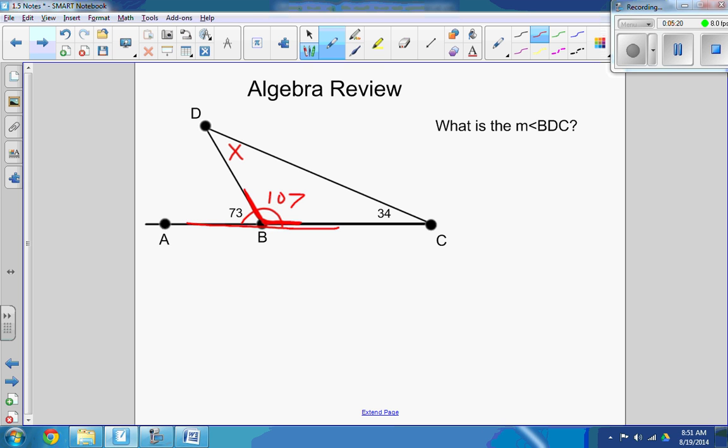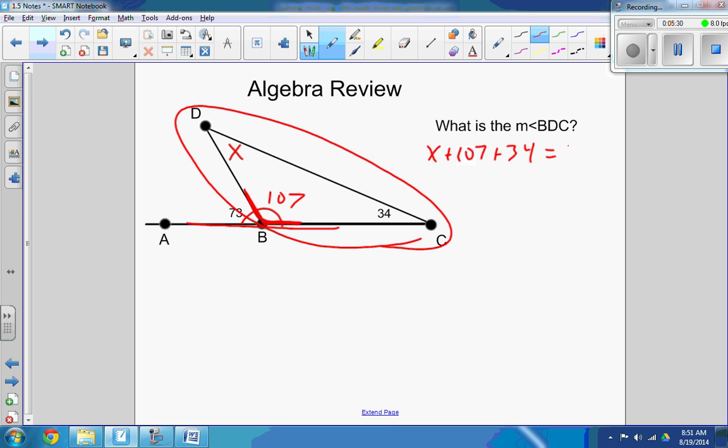So now we got to remember what would all these angles add up to. They add up to 180. So x plus 107 plus 34 equals 180. And so we would get x is 39 degrees.